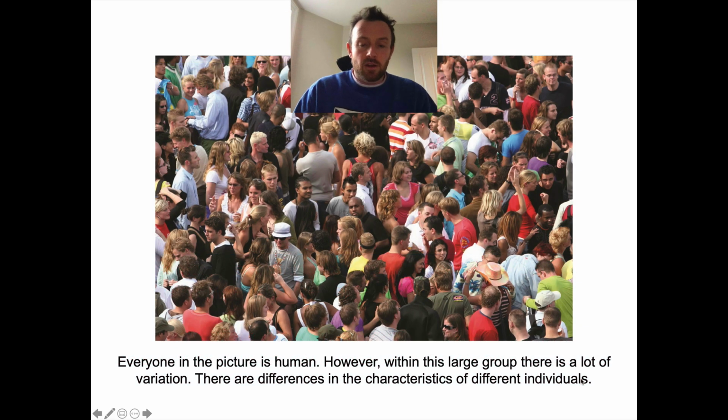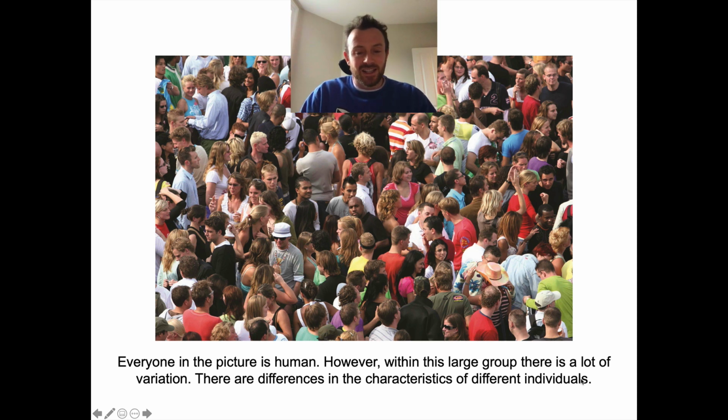Okay, so let's look at variation a bit more. So everyone in this picture is human. However, within this group of people, there's a lot of variation. There's a lot of variation between all these humans, and all these humans are members of the same species. So we would say that this is variation, and this is also intra-specific variation in one species.